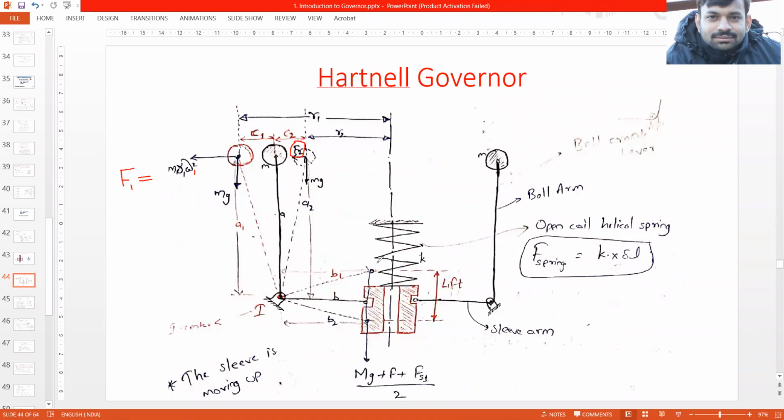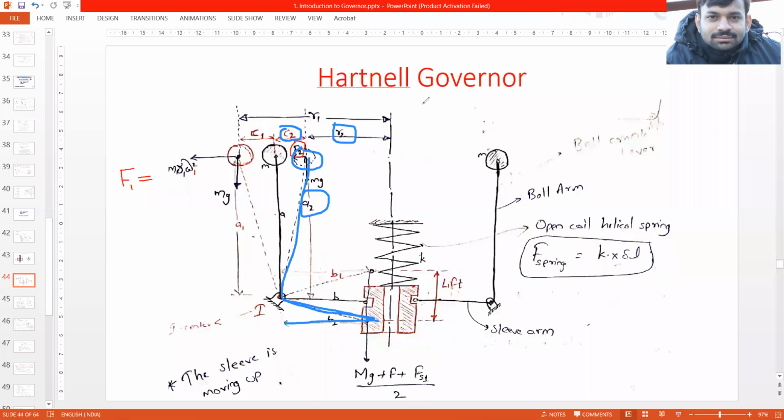Now consider when the sleeve will move down. When the sleeve will move down, what will happen? This will be the distance b2. This is the position of the sleeve, and over here the other end of the ball will move something like this. So the radius of rotation is r2. This horizontal distance is c2 from the mean position. This vertical distance is a2.